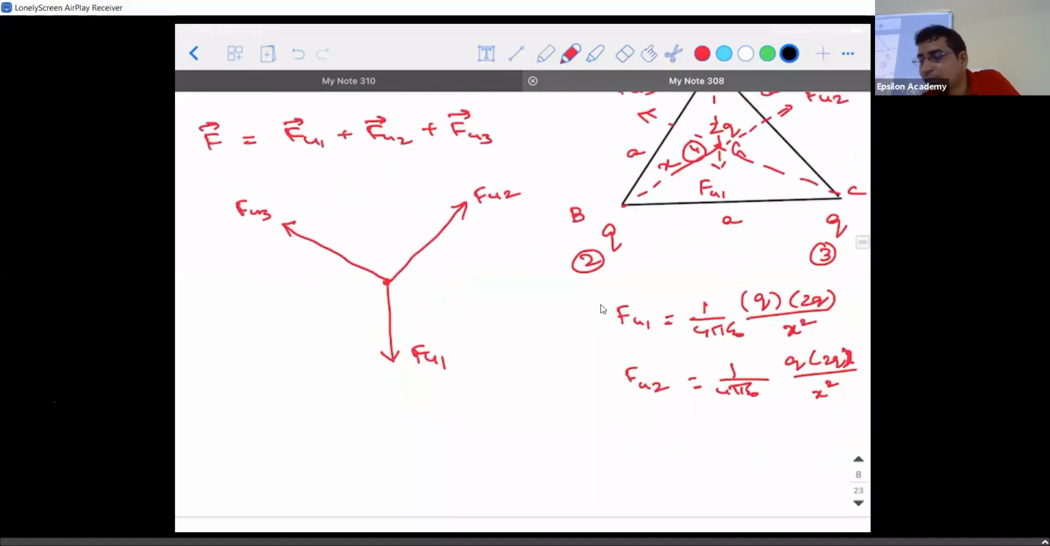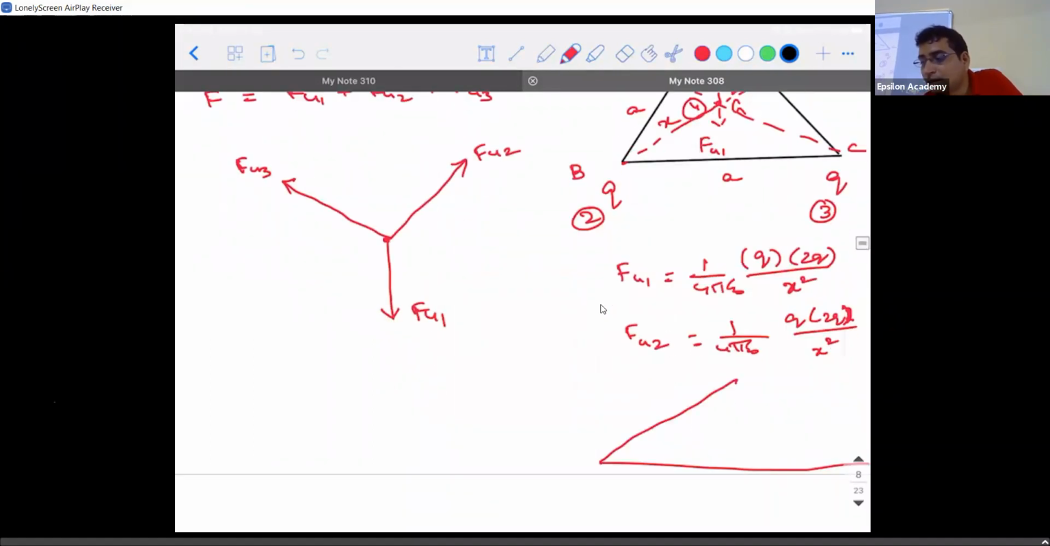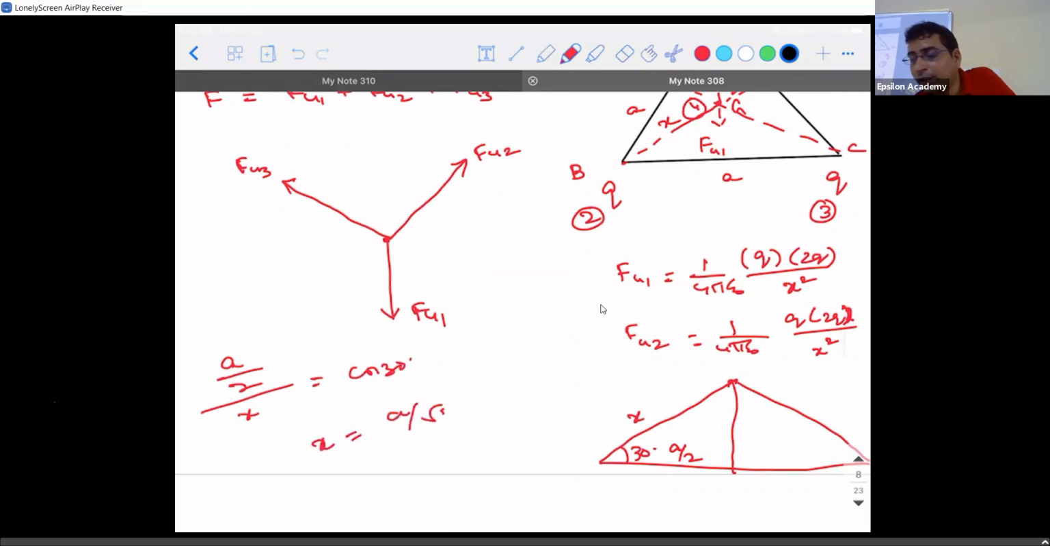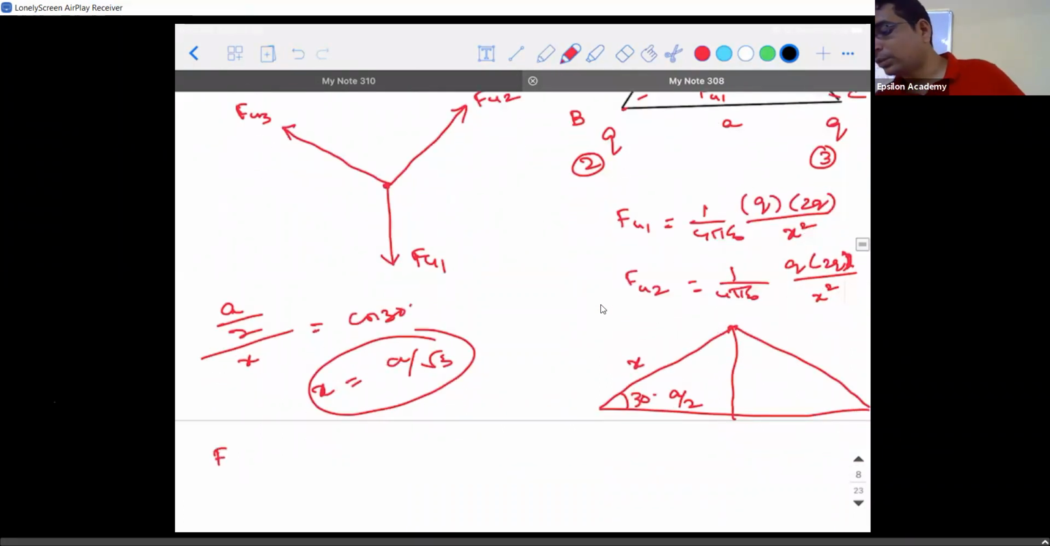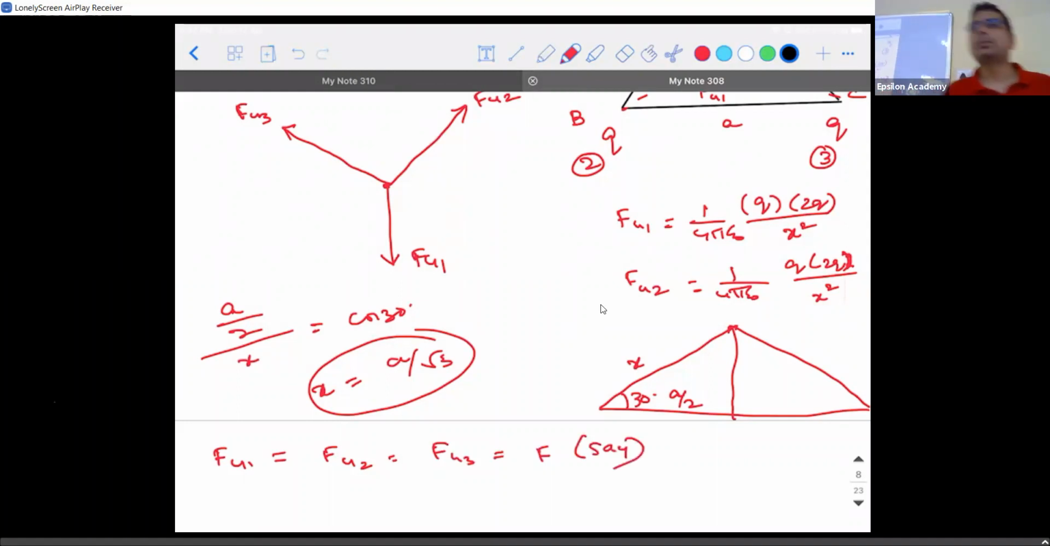So how to find that x? If you take the triangle like this and drop a perpendicular, this distance is a by 2, and this angle is 30 degrees. If I take this as x, a by 2 divided by x is going to give you cos 30 degrees. So what is the value of x? You calculate it, you will get a by root 3. So an important conclusion we can draw is F41 is equal to F42 is equal to F43. I will call it F, which means their magnitudes are the same.